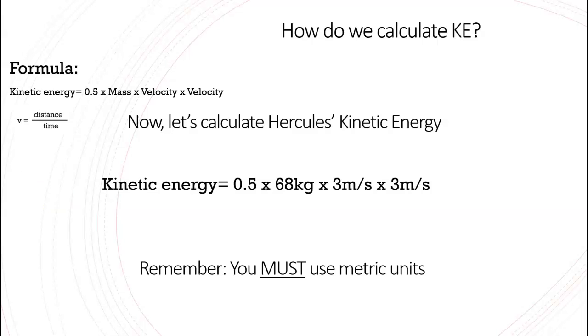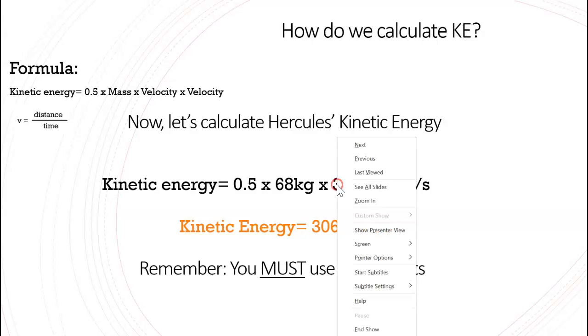So I've got the kinetic energy for Hercules as he's chasing the rabbit. So I've got 0.5 times the mass. He's 68 kilograms. Remember, you have to use metric units. He's about 150 pounds. He's a very large dog. And then it's velocity squared. So we calculated our velocity to be 3 meters per second. So I have to do that twice. 3 times 3. You should get a kinetic energy of 306 joules. Remember, joules is our unit for kinetic energy.